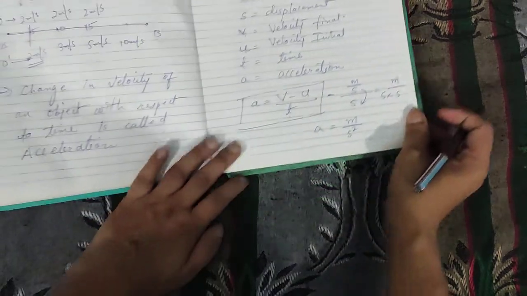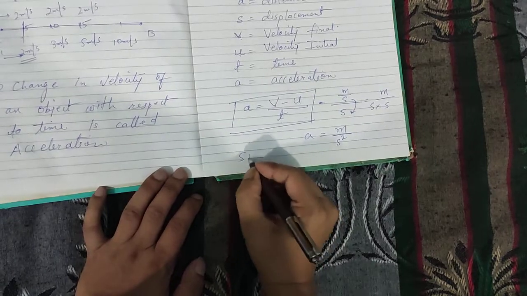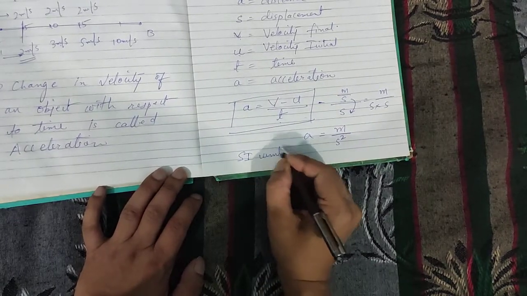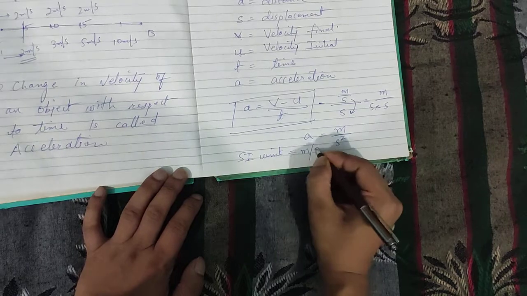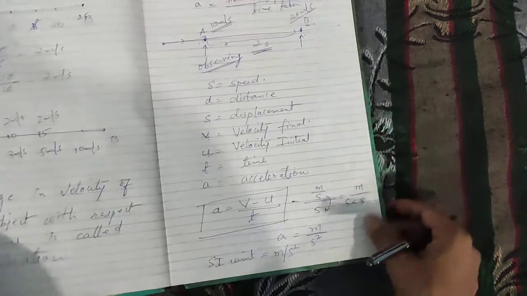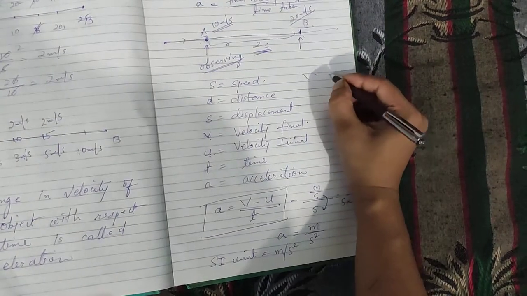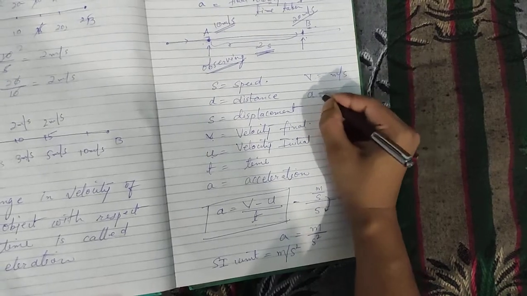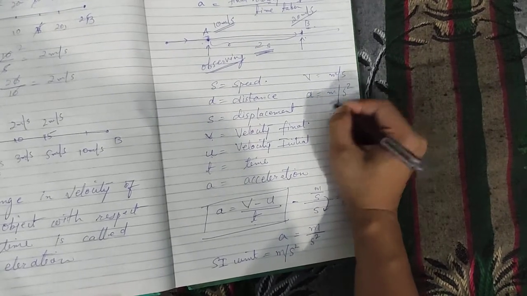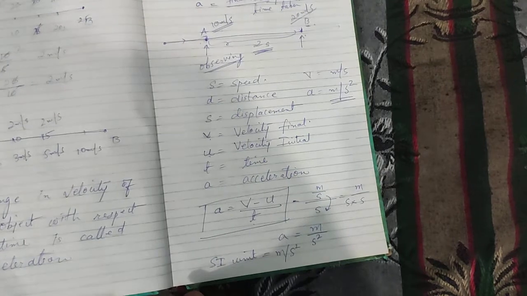Always remember this. The SI unit of acceleration is meter per second square. So just like when you write velocity as meters per second, in the same way acceleration is written as meters per second square. I hope it is clear to you.